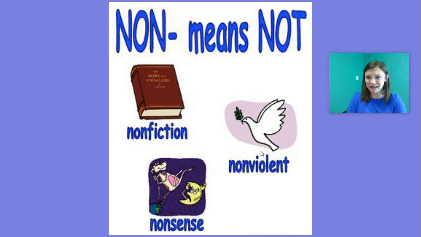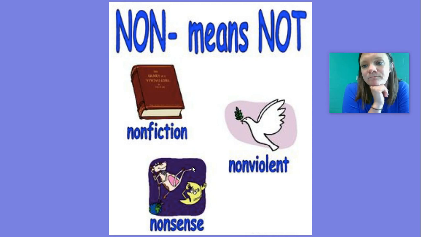Non-violent. If somebody is violent, that means they want to fight. They're trying to get physical, right? But if you are non-violent, it means you're not violent. You're peaceful, like this sweet little dove. And then the last one is nonsense. If something makes sense, right? You get it, like it's normal. But if it's nonsense, it's not making sense. Can you think of any other words that begin with non? Any other words with non prefix?